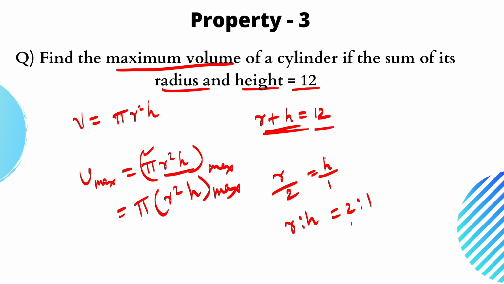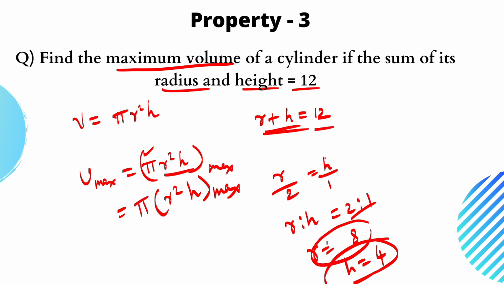So r plus h is 12 and the ratio of r and h is 2:1. So r should be equal to 8 and h must be equal to 4, right? And if we substitute this, pi into r square, 8 square, 64, 64 into 4, this will be equal to 256. So 256 pi is the maximum volume possible for this cylinder. So this is how we apply our third property.